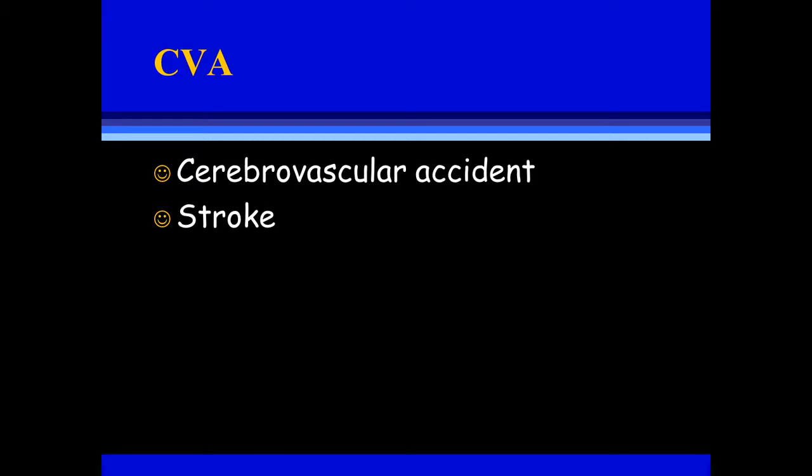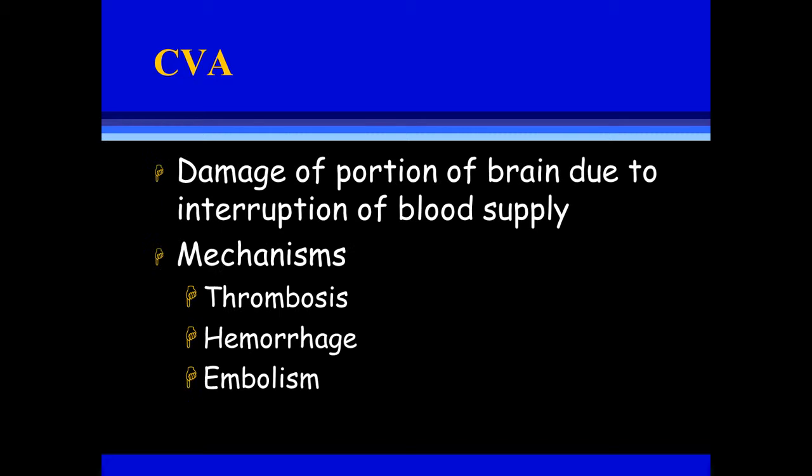Okay, CVA, cerebral vascular accident, or a stroke. Damage of portion of the brain due to interruption of blood supply. Mechanisms: it could be a thrombosis, a hemorrhage, or an embolism. Thrombosis and an embolism block or cut off blood supply. A hemorrhage is bleeding in the brain. Typically, when we talk about it, it's just thrombosis and hemorrhage.